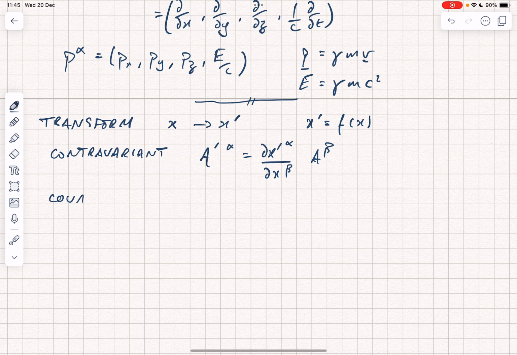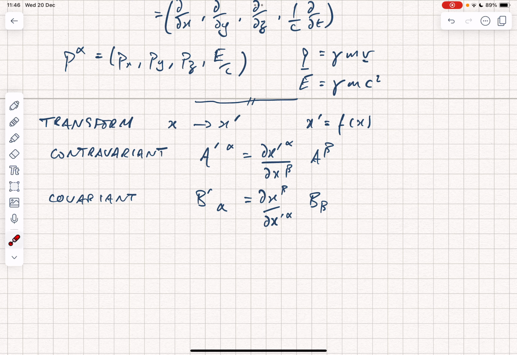A covariant 4-vector, and of course you can extend this to tensors, but you have to add in extra things. We have B prime is going to have a subscript alpha, and that's defined as dx superscript alpha by dx primed superscript beta, B beta. That's the wrong way around. That should be x beta up top, and it should be an x primed alpha down below. That's better.